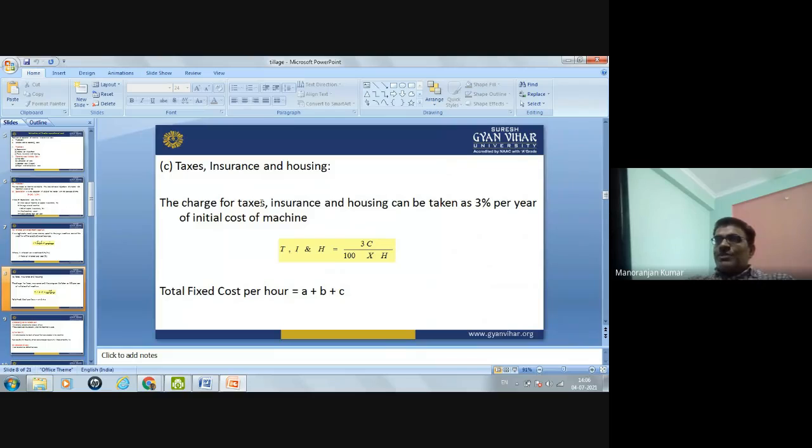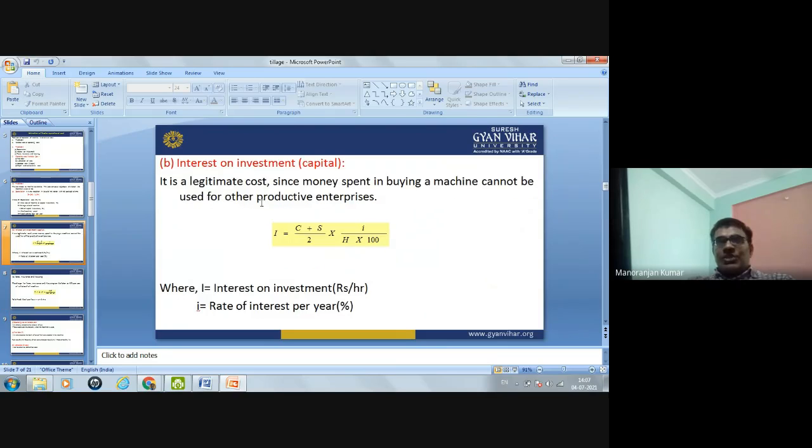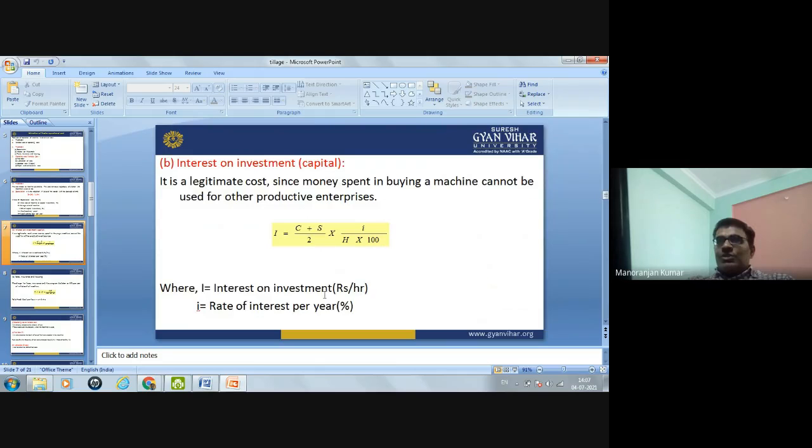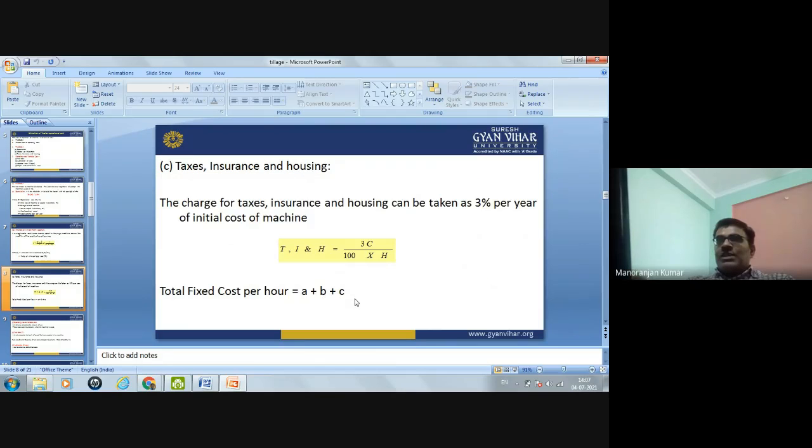So in this way, we can calculate all three fixed costs: depreciation, interest on investment, and taxes, insurance, and housing. And when you add all these three, depreciation plus interest on investment plus taxes, insurance, and housing, it will give the total fixed cost per hour.